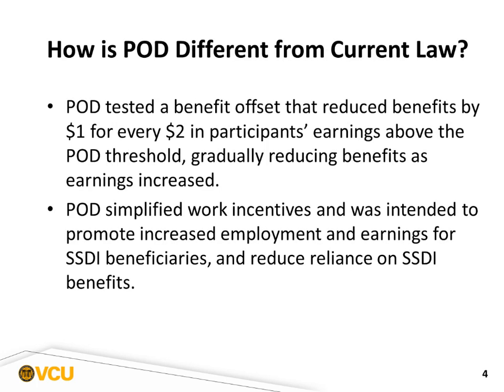Slide 4. So here on Slide 4, how is POD different from the current law? POD was designed to test a benefit offset that will reduce a beneficiary's cash payment by $1 for every $2 in that individual's earnings above the POD threshold. The POD threshold is equal to the current year trial work period level, which is $940 in 2021. So if you participate in POD, work above the threshold will cause that cash payment to gradually be reduced.